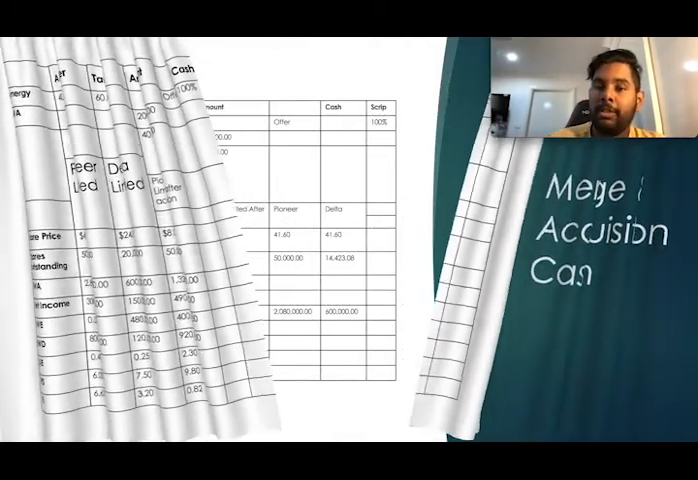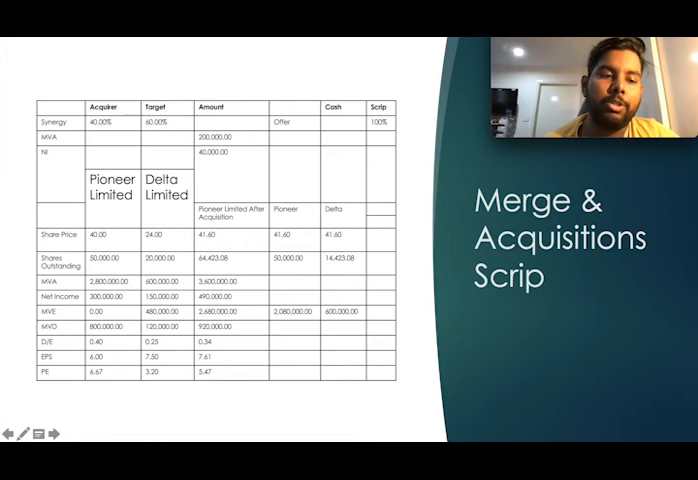With the scrip offer, you can see that for Pioneer Limited, after acquisition, it displays the share price of $41.60. Shares outstanding at 64,423.8. Market value of assets is 3.6 million. The net income is 490,000. Market value of equity is at 2.68 million. Market value of debt is at 920,000. Debt to equity ratio is 0.34. Earnings per share ratio is 7.61. Price earnings ratio is 5.47.